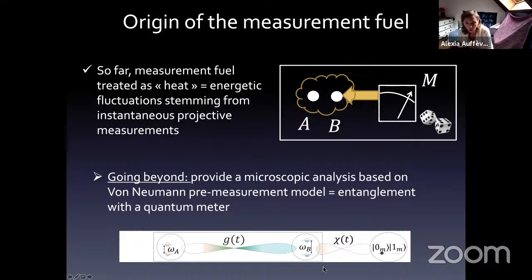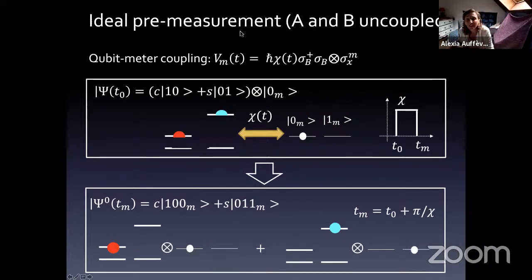And you see the sketch of this pre-measurement here. What we are going to do is to couple the blue qubit to a quantum meter here that is another qubit that starts from a well-defined state. And we are going to entangle this blue qubit with the quantum meter to model the measurement. Okay, so in the ideal situation for this pre-measurement, the blue qubit and the red qubit are uncoupled.